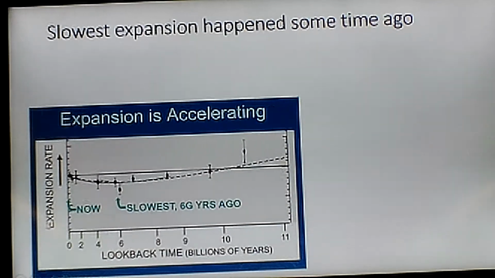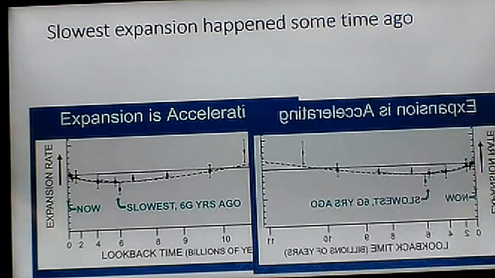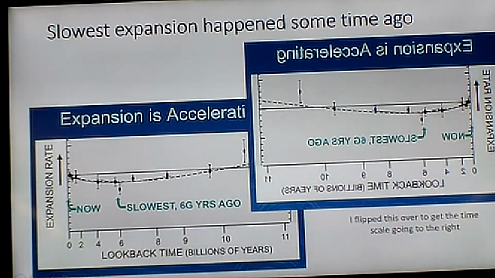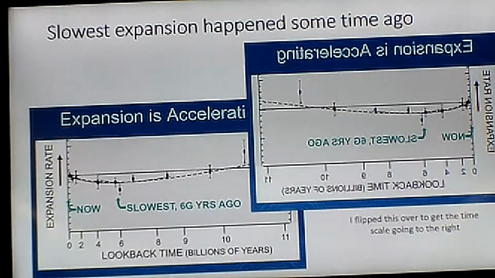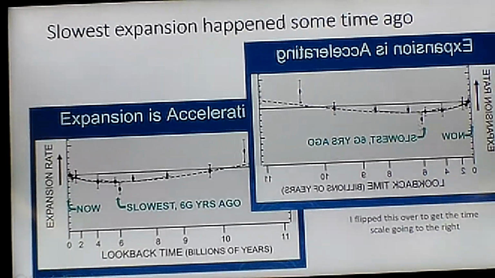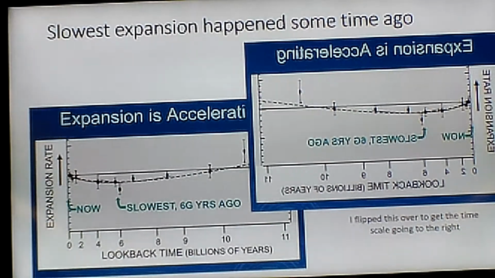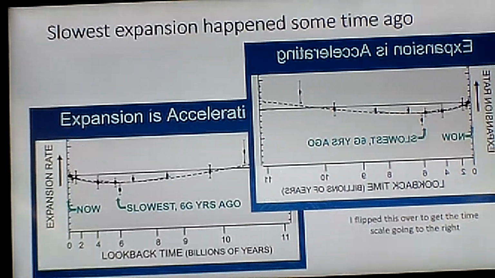But this is backwards. You know, normally when you draw something, the past is on the left. So I've redrawn it like this. So all the words are backwards now. But you see, high expansion rate in the early universe, gradually slowing because the universe was getting bigger, the energy in the universe was getting diluted, so the expansion rate slowed, but then something happened right around here, 6 billion years ago. Things started changing. So now I have to introduce you to what that is, what we think that is.